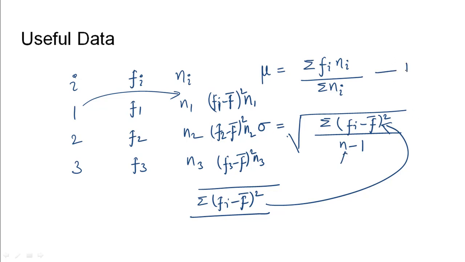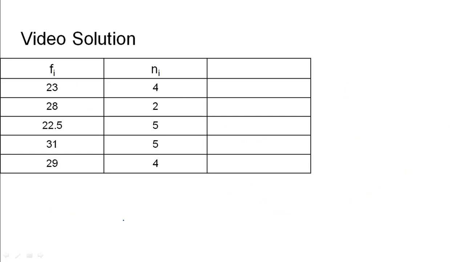So mean and standard deviation can be calculated as follows, and then any particular number such as mu minus k sigma can be found, using which we can compare the number of specimens that will have a strength less than or greater than this certain benchmark. In this case we have been given the compressive strength of 5 categories, which are 23, 28, 22.5, 31 and 29. The number of specimens have been given in the problem as 4, 2, 5, 5 and 4.